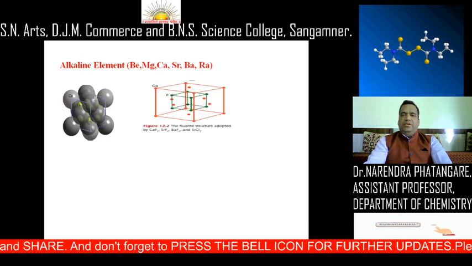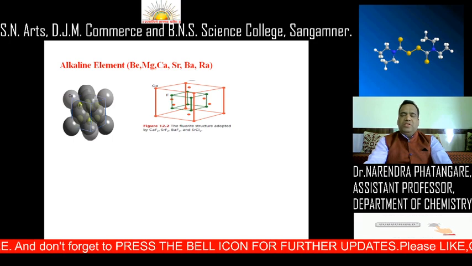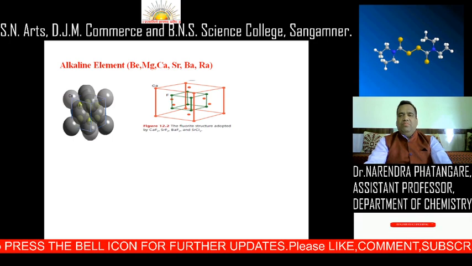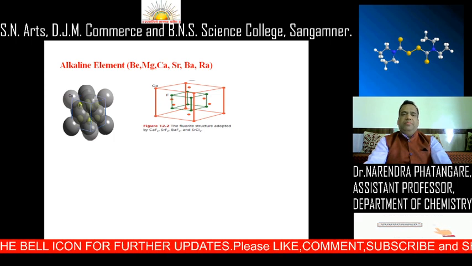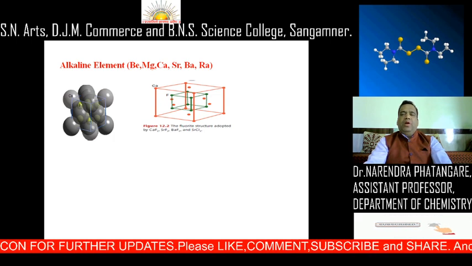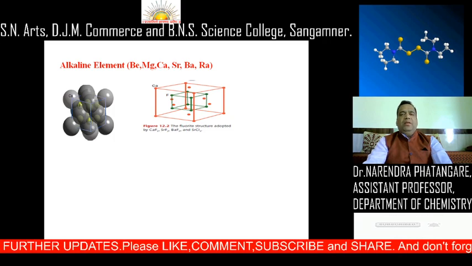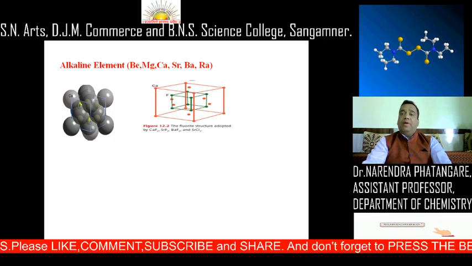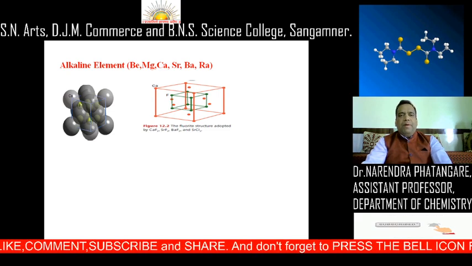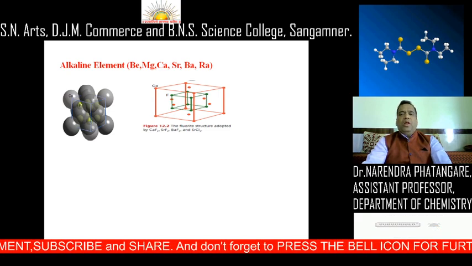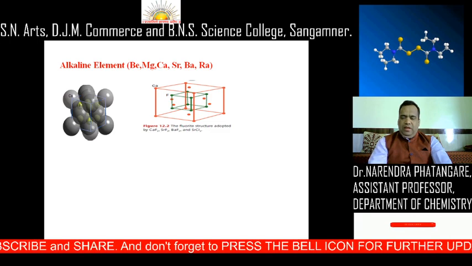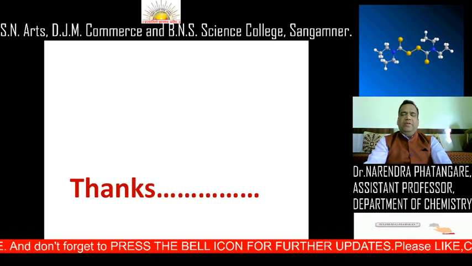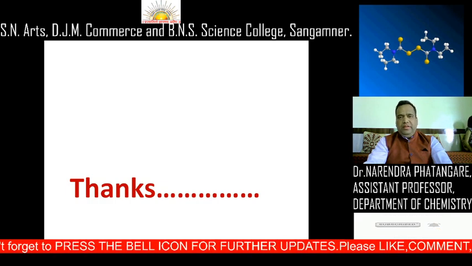So alkaline earth elements also show such types of crystallographic structure. For example, I have taken the crystallographic structures of CaF2, SrF2, BaF2, and SrCl2. Again, the alkaline earth elements are beryllium, magnesium, calcium, strontium, barium, and radium. These compounds show the fluoride type of structure, and I have shown it here. This is all the information related to the alkali and alkaline earth elements.